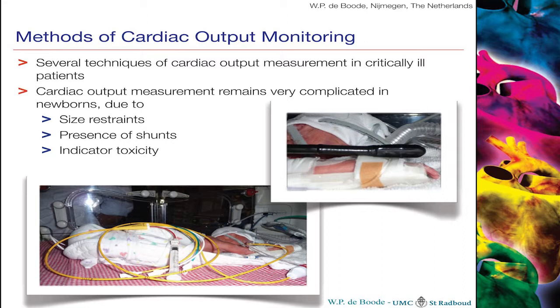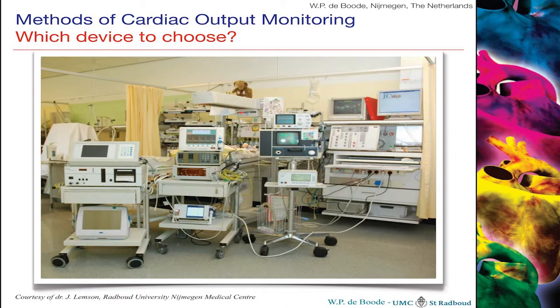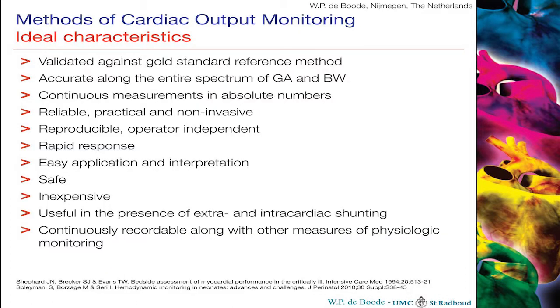Another method, the CO2 rebreathing technology, uses change in arterial carbon dioxide pressure, and also that's not what we want in a preterm baby with respect to cerebral circulation. So there are many technologies, and which device to choose? Well, looking at what are the ideal characteristics, it should be validated against a gold standard method.